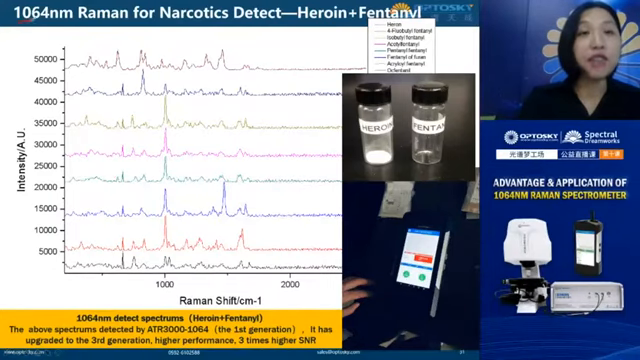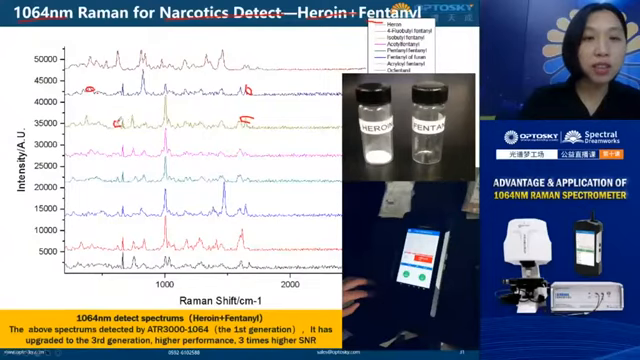And also the 1064 Raman spectrometer is used for narcotics detection, like heroin and fentanyl. Different fentanyls have very vivid peaks. So with our 1064, you can identify this peak to know that this is a different fentanyl. You can see these are all their vivid peaks, which make it different from other fentanyl.